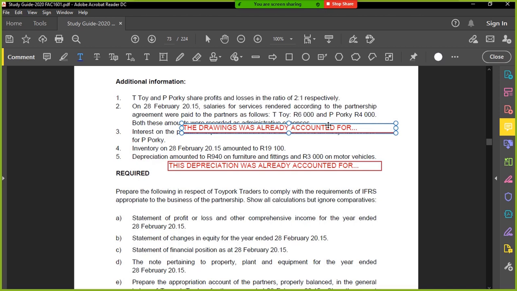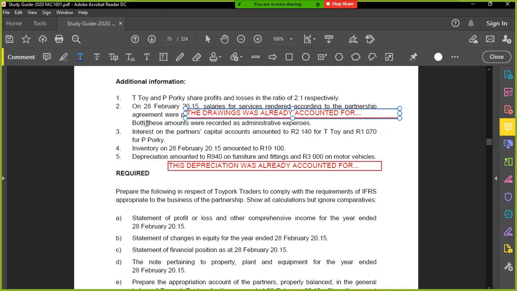Are you with me? Are we on the same page? Yeah, I get what you're saying. Okay, so if you assume what they've assumed, so assume point number 2 was already accounted for, in other words, basically eliminate it and only put the disclosure. Both amounts were recorded as admin expenses.